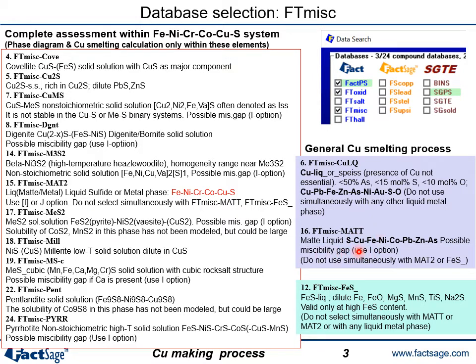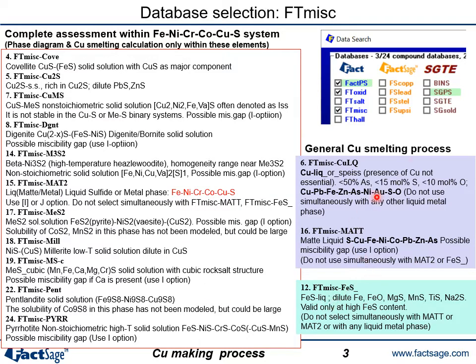And this is liquid containing sulfur as a main component, and then copper, iron, nickel, cobalt, lead, zinc, and arsenic as the additional elements here. And as you can see, it clearly says not to use it simultaneously with the MAT2 and the FES solution database. That FES is shown here, and that MAT2 is explained here.